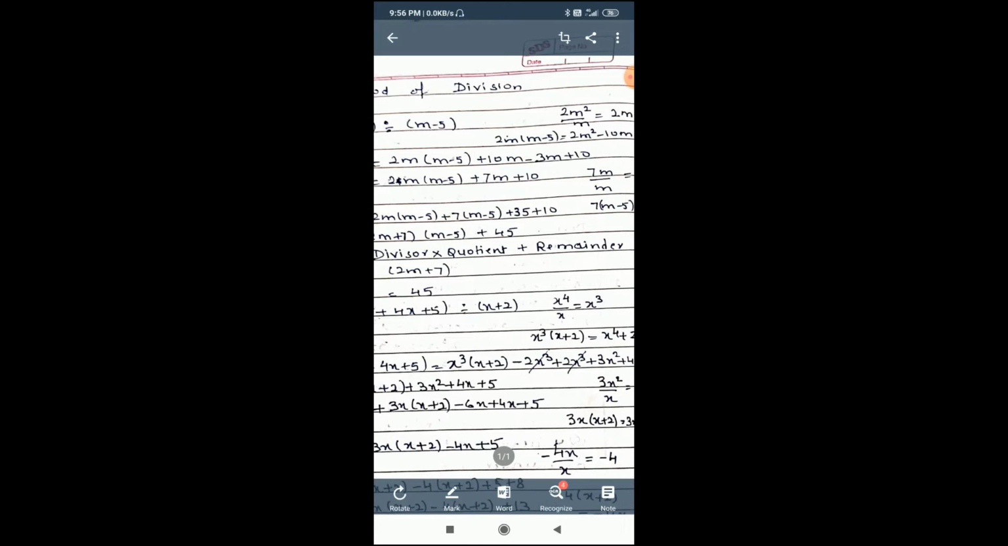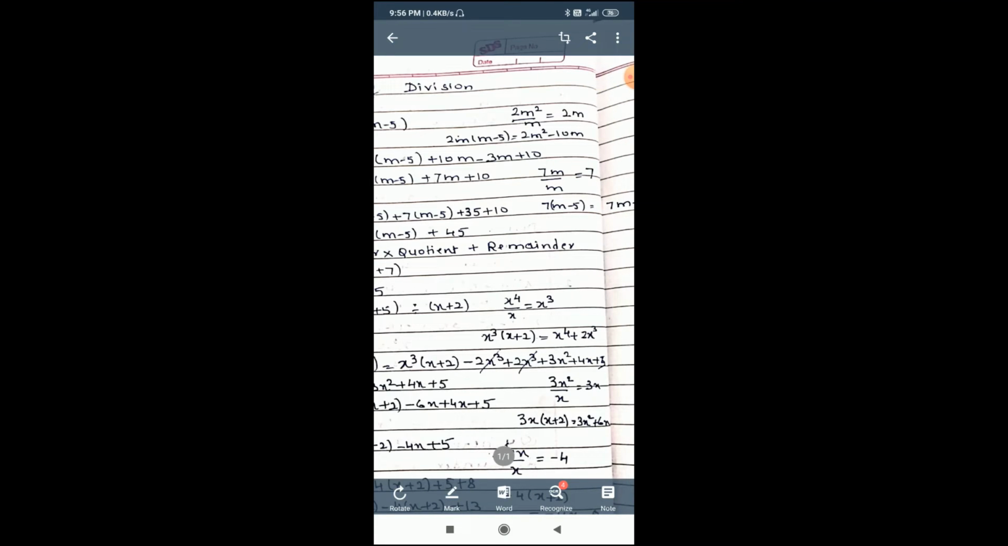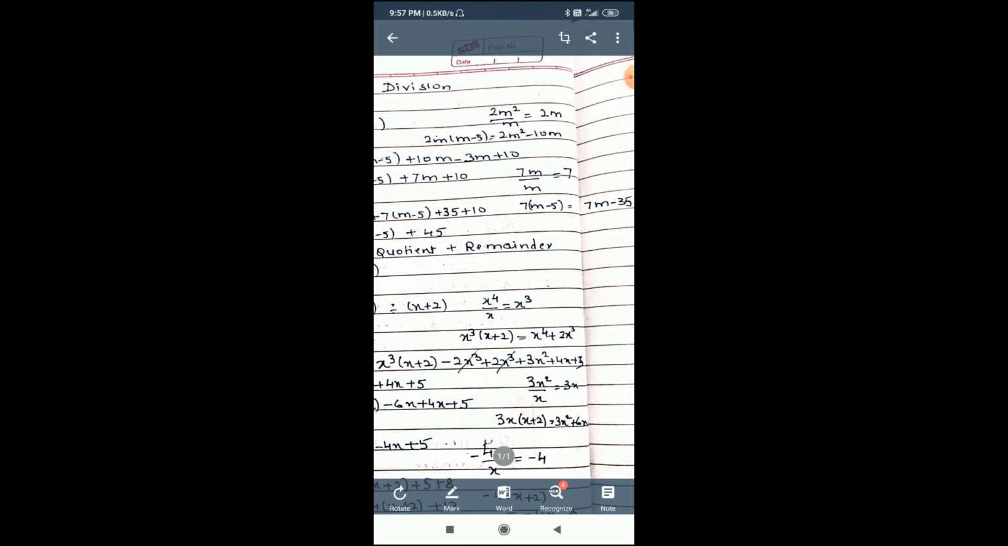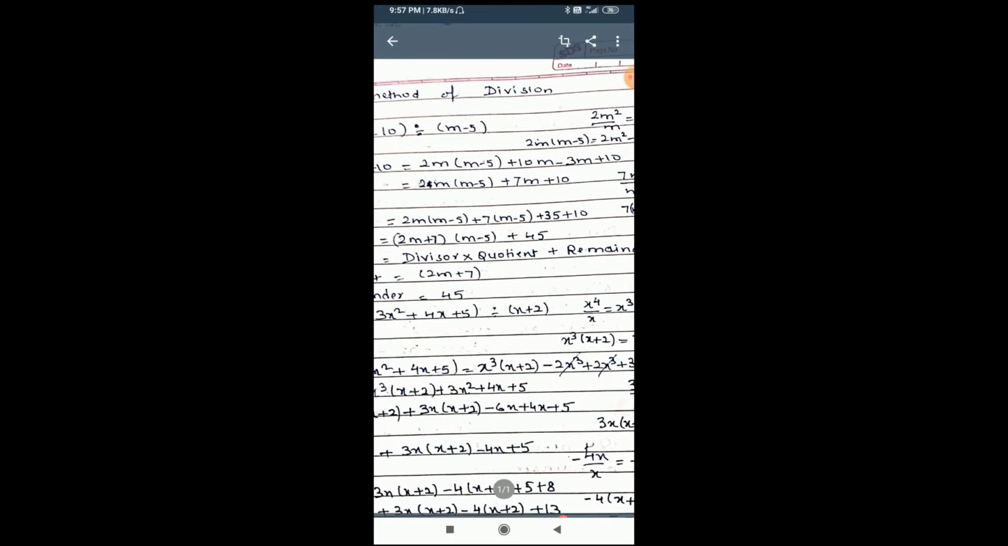So, this becomes now 2m into m minus 5, 10m minus 3m is 7m plus 10. Now, here the second term is 7m. Again divide this 7m by the first term of the divisor, that is m, you get 7. Multiply this 7 with the divisor m minus 5, you get 7m minus 35. So, here the second term is minus 35, opposite of minus 35 is plus 35. So, add it here, plus 35. So, this is equal to 2m into m minus 5 plus 7 into m minus 5 plus 35 plus 10.